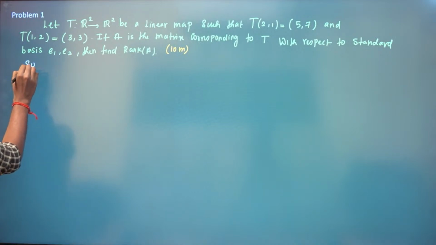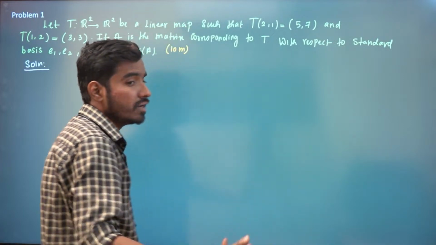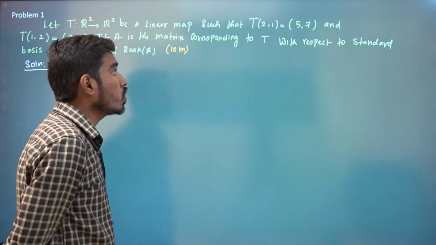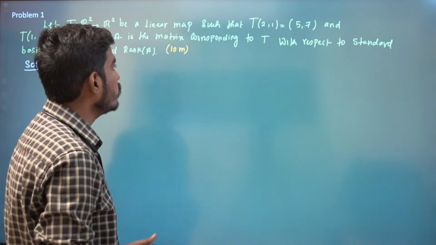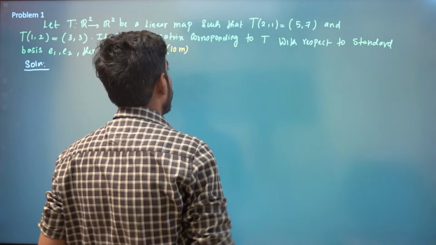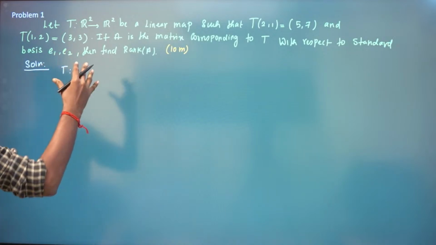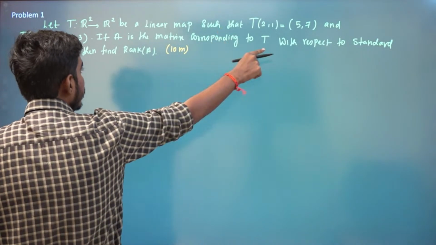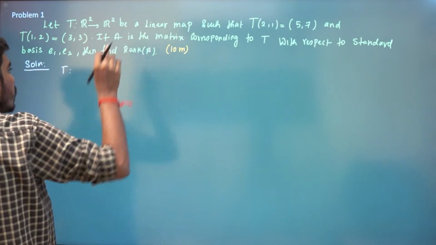Let T be a map from R2 to R2. They haven't given the map explicitly, so we will find the map, given that T of (2,1) maps to (5,7) and T of (1,2) maps to (3,3). First we will find the corresponding linear map associated with these two pieces of information. After finding that linear map T of (x,y), you find the matrix of T with respect to the standard basis, and then for that matrix you find the rank of T.